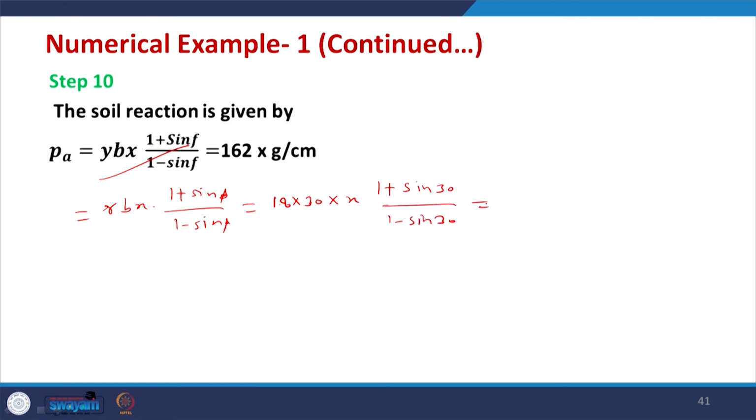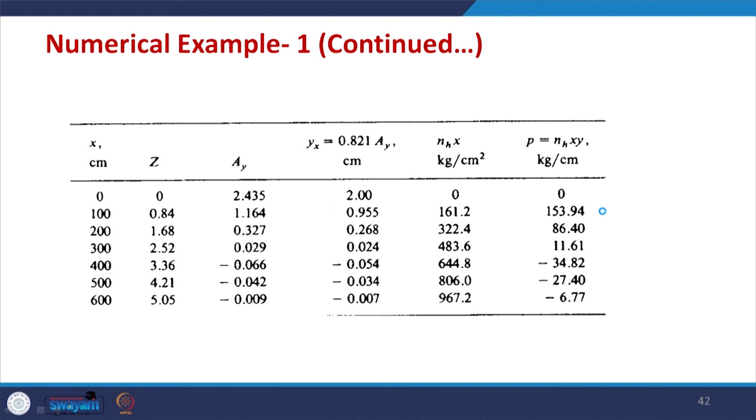So, ultimately, if you solve this equation, you end up with 0.162 x in kilogram force per centimeter square. That means the value of PA, which is called the allowable soil reaction, is not constant; rather, it varies with depth. The whole computation is given in this table, where you have the values of x, z and y. For these values you put y in this equation, and then finally get the deflection y x, then eta h x, and finally the value of P.